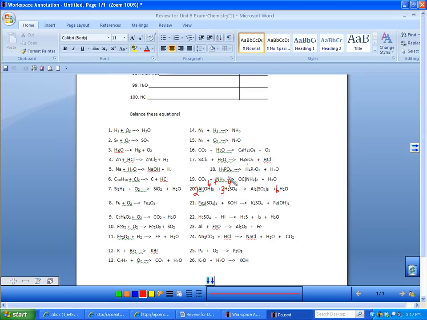Wow, that's crazy. Let me talk about that one again because I didn't do it right. 6 oxygens, 12 oxygens. So that's 18, 12, and 6. I'm good. So that one's balanced. 2 Fe, 2 Fe. 2 K's, 2 K's. 3 sulfurs, 3 sulfurs. That changes my K's to 6.